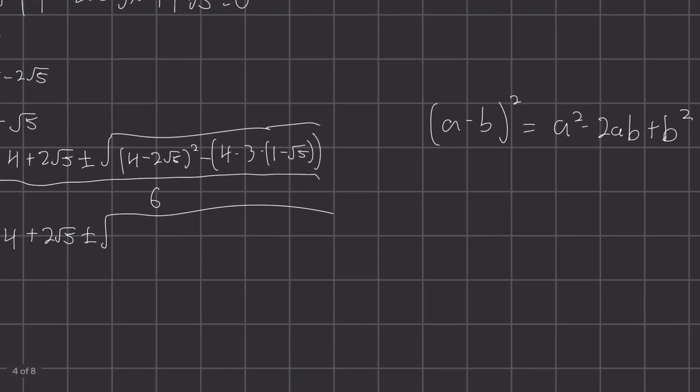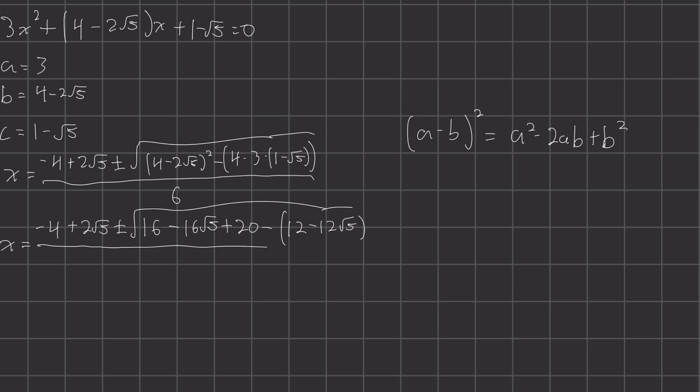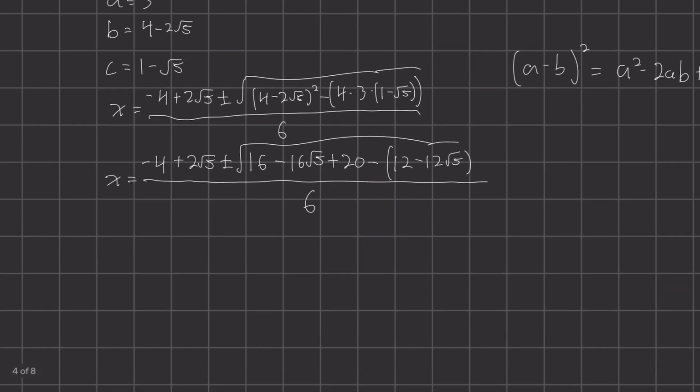So here a is basically 4, so we get 16, and it's going to be 4 times 2 root 5 times 2, which is minus 16 root 5, and it's going to be 2 root 5 all squared, giving you 20. And now we have that minus this thing, which is going to be 4 times 3 is 12 times 1 minus root 5. And I'll just simplify. You can just distribute the 12. So you get 12 minus 12 root 5. All right, and it's still all over 6.